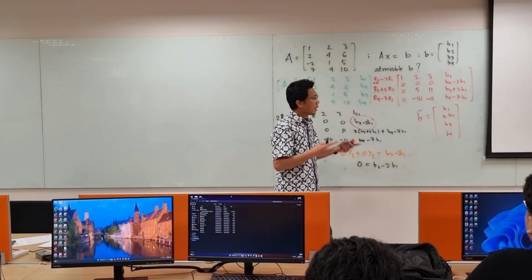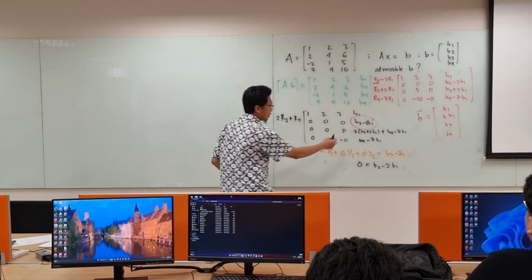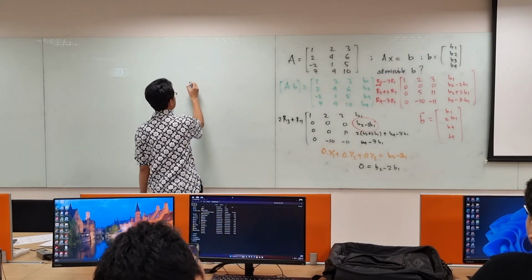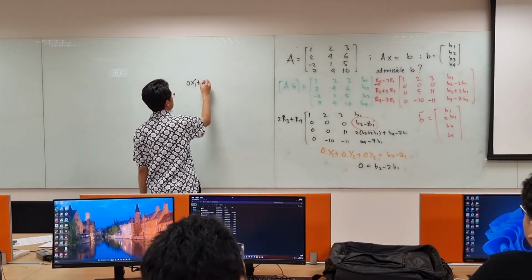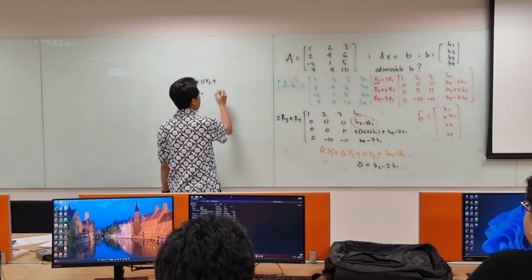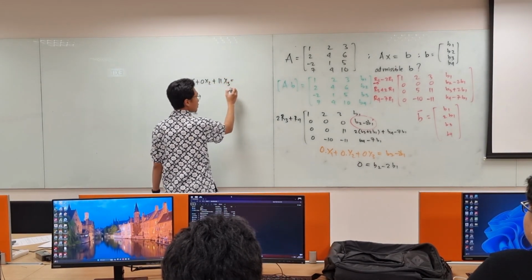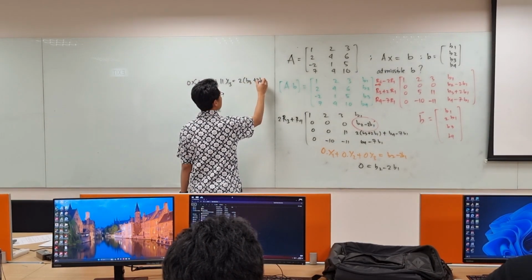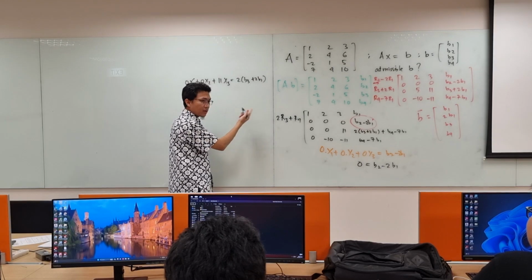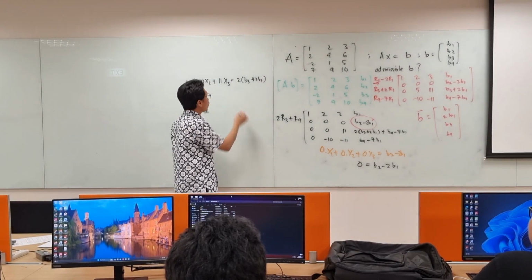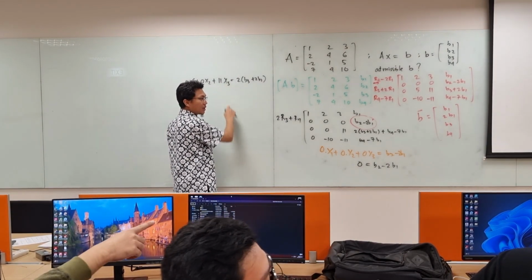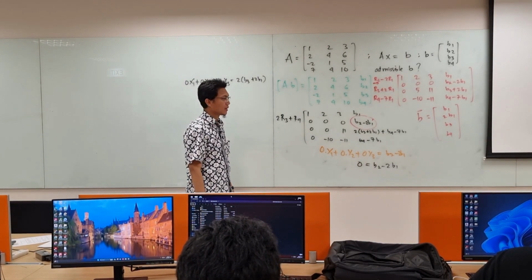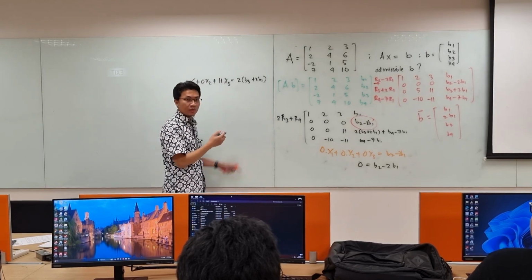Now you ask me, can I put this here? What does the equation say? It is 0 times x1 plus 0 x2 plus 11 x3 equal to plus 2B1. Cannot, right? Do you want to put 0 here? You don't know the final answer. Okay, now you know what is wrong.